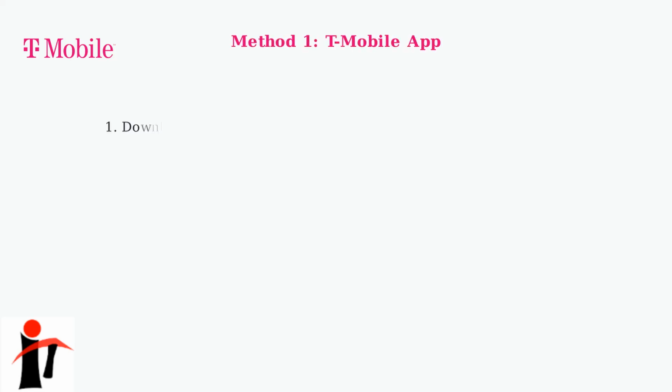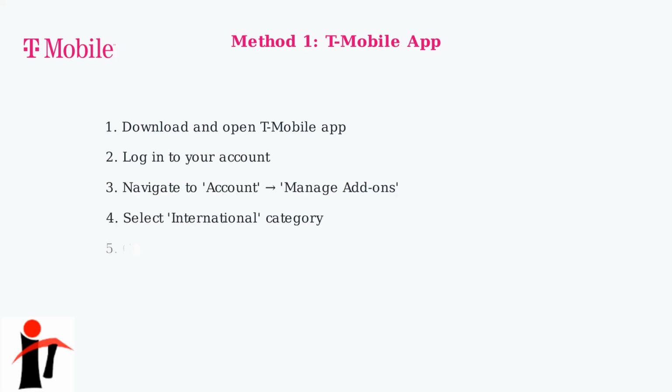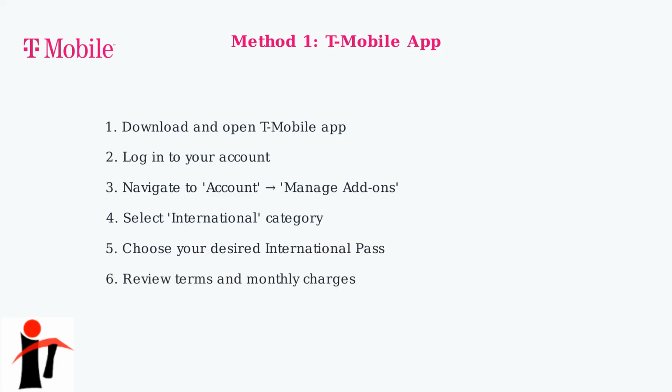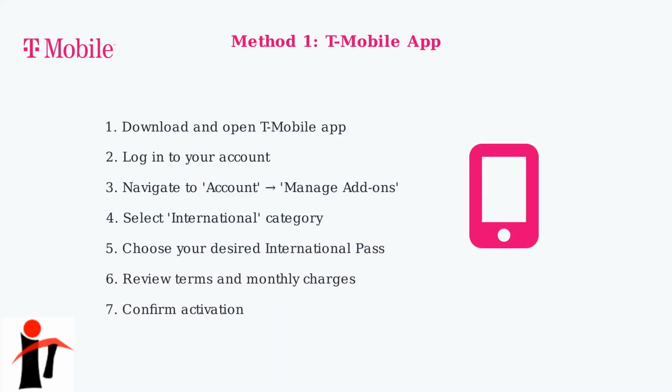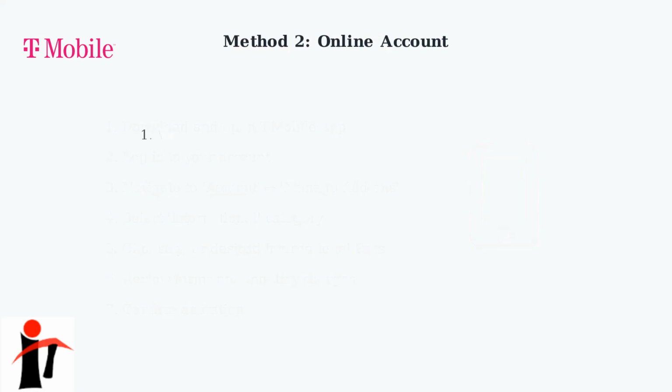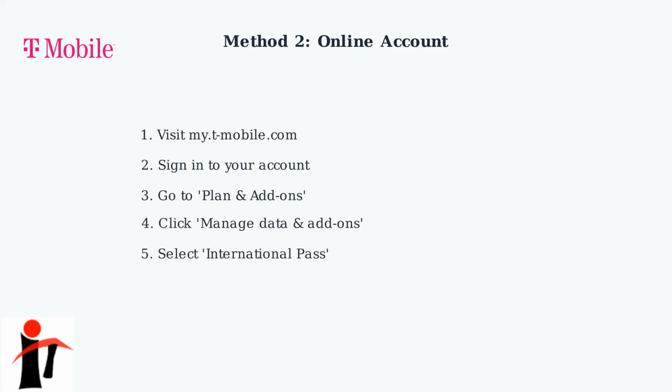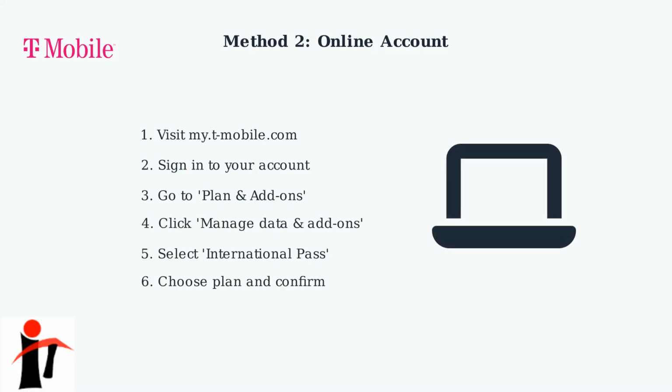Let's start with the recommended T-Mobile app method. First, download and open the T-Mobile app on your device, then log into your account. The second method is through online account management. Visit my.tmobile.com, sign into your account, and navigate to plan and add-ons.